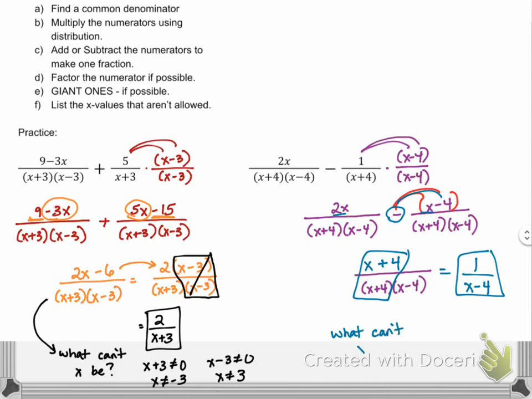And x can't be anything that would give you 0 in the denominator, so we don't want x plus 4 or x minus 4 to equal 0. And if you solve both of those, you would get x can't be negative 4 or positive 4. Okay, we're going to do one more together. You're going to try one on your own, and then that is it.